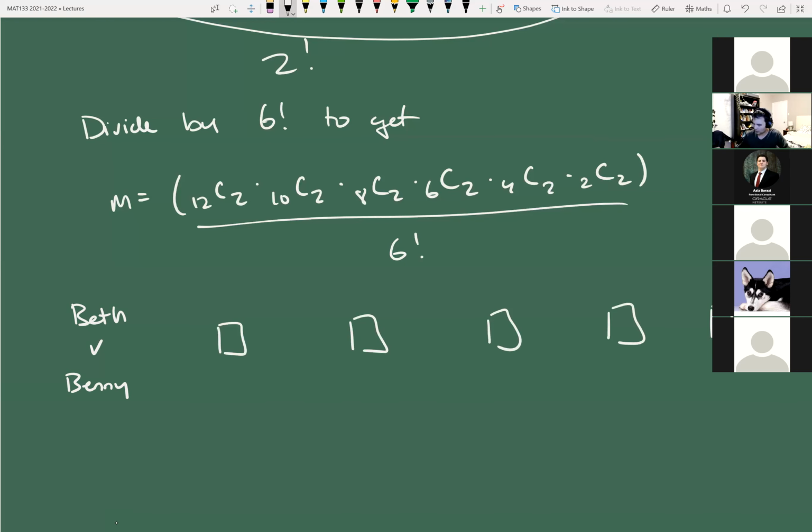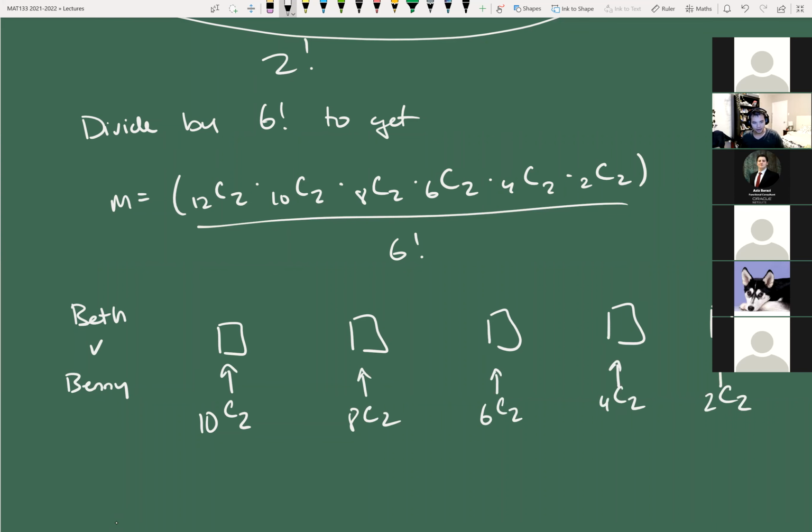So how do I choose this match? How many ways are there to choose this match? 10 choose 2, right? Because there are 10 people left because Beth and Benny are out. They're already matched up. 10 choose 2 for this one. How many for this one? 8 choose 2, exactly, and so on. 4 choose 2, 2 choose 2, okay?